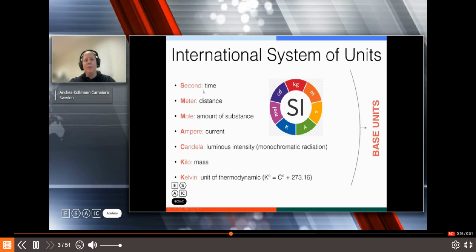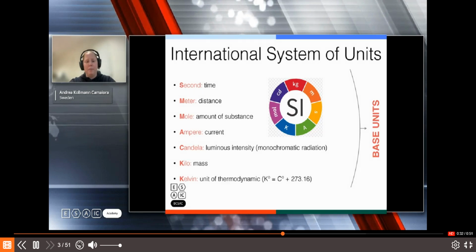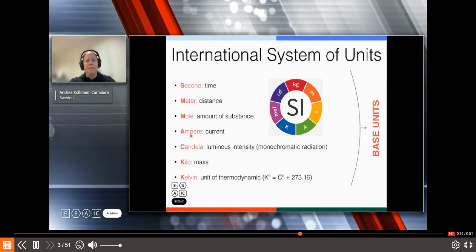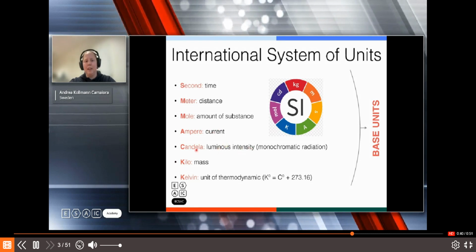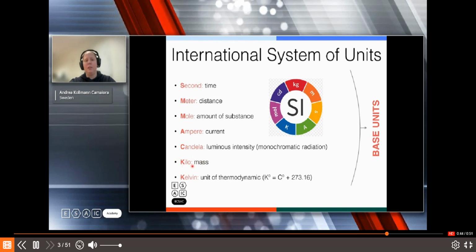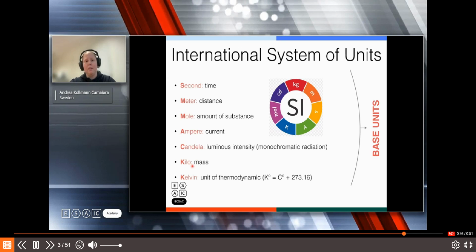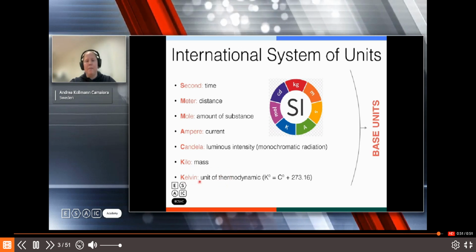So for time, it's the second. For distance, you have the meter. For amount of substance, it's the mole. For current, it's the ampere. For luminous intensity, it's the candela. For mass, it's the kilogram, and this is a usual one that they like to ask because everybody thinks milligrams or grams. And the unit of thermodynamic temperature is, of course, the Kelvin.